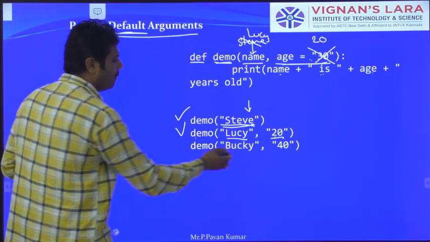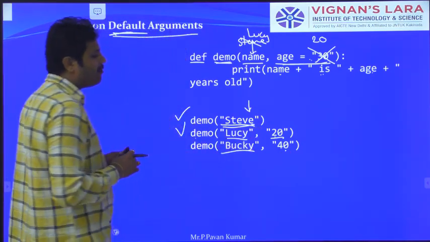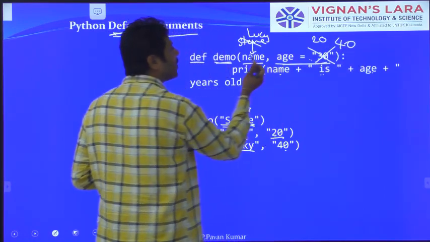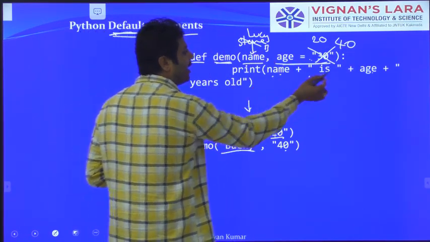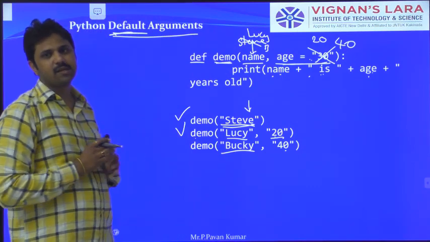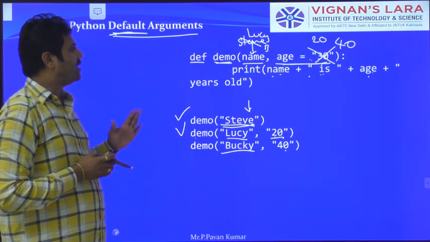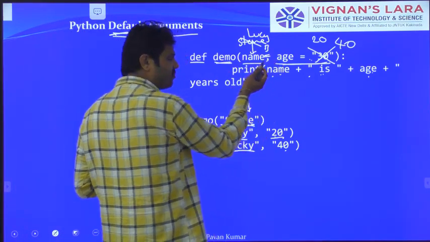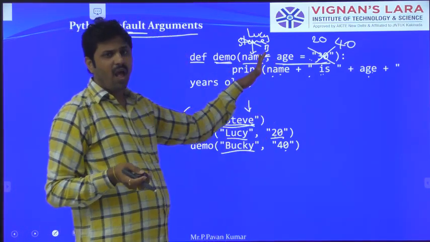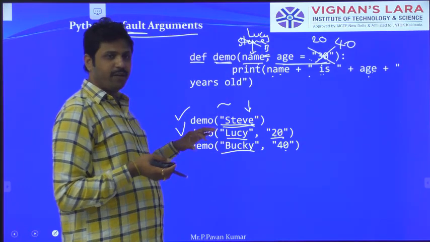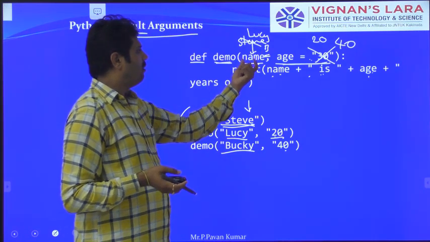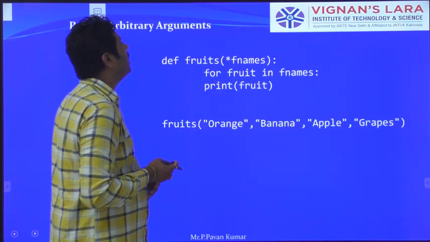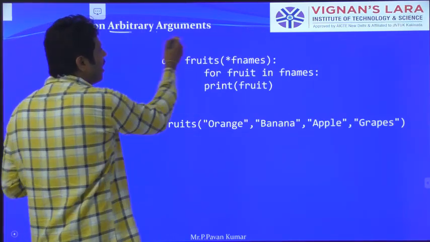Like that, Buggy, comma 40. See, here also it is the same. So here it is 40. Buggy is 40 years old. This is your output. Like this, you can pass the variable. Here, in the case of name also, if you give any name here, it will treat name as a default argument. Clear? Next one. Arbitrary arguments.